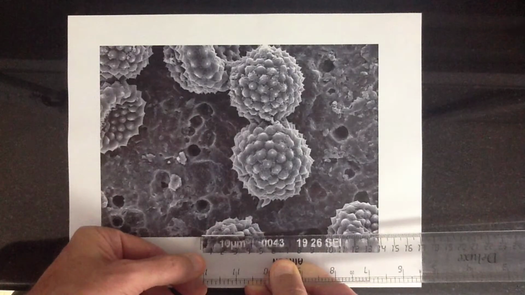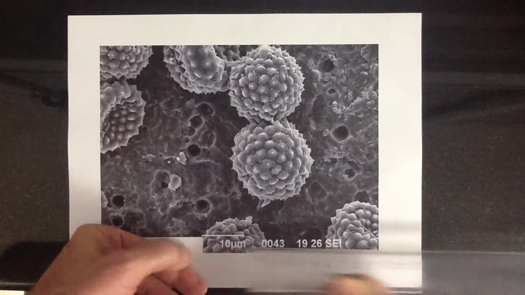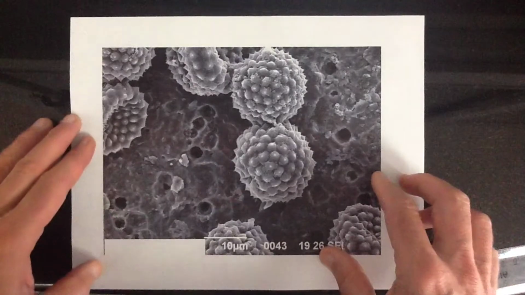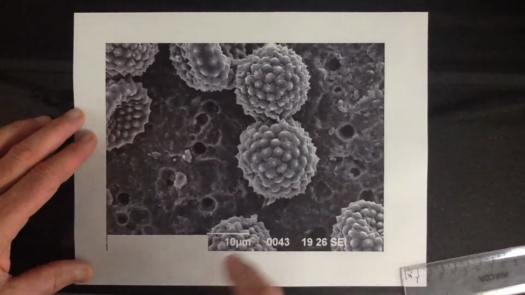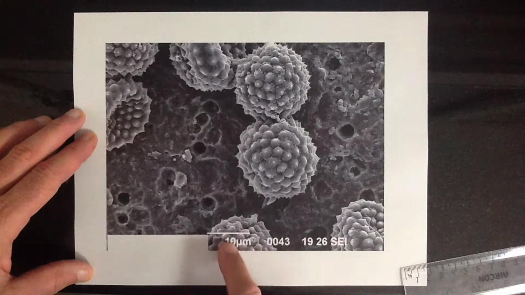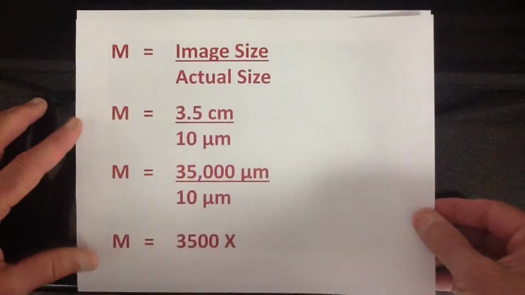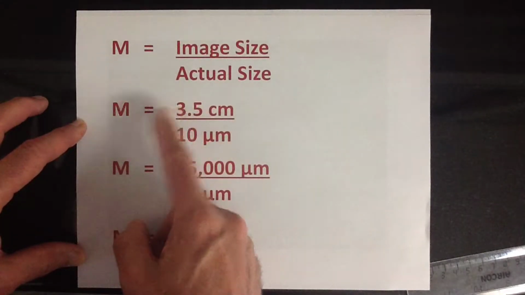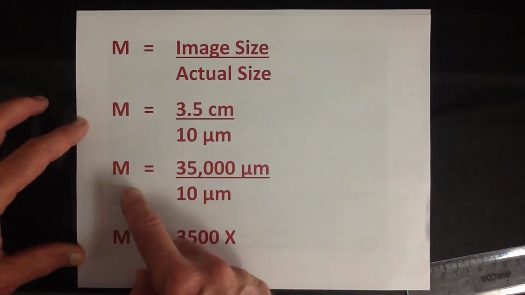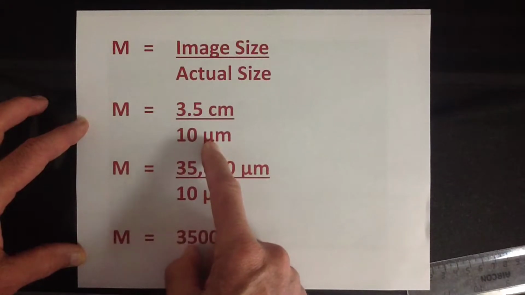So let me bring in a ruler. It's a little hard for you to read this because of the contrasting colors, but this line, the scale line, is 3.5 centimeters. Now with 3.5 centimeters as the image size and a known actual size of 10 micrometers, we're going to use those two values to calculate magnification using the MIA formula. So we plug in 3.5 as our image size. Now remember, that is the length of the scale bar in the image. And it was given as an actual size of 10 micrometers.